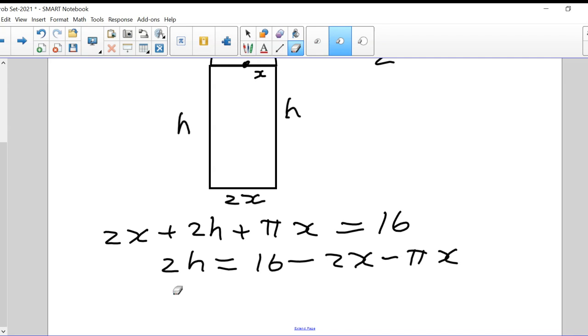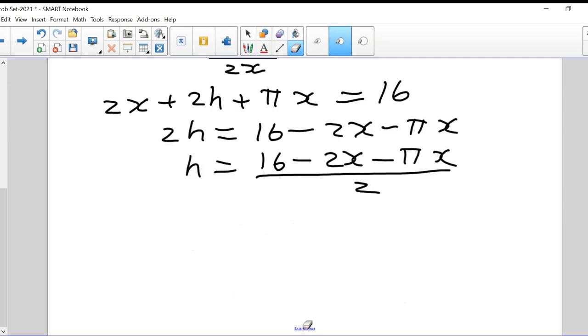Okay, so then h, of course, is equal to all of this divided by 2. And this could actually simplify, just so you know. It almost looks as if I'm doing the whole thing, but I'm not. I'm doing part of it just to give an idea of what to do. So this is going to equal 8, dividing each of these by 2, minus x minus a half pi x. That's what my h is.